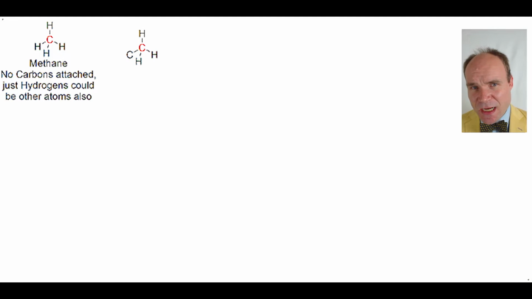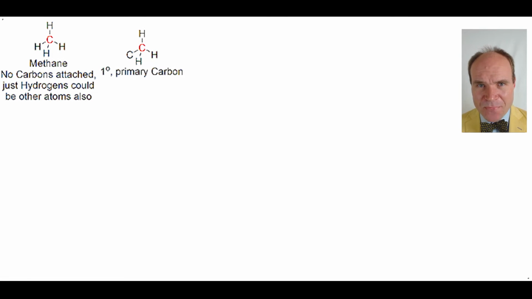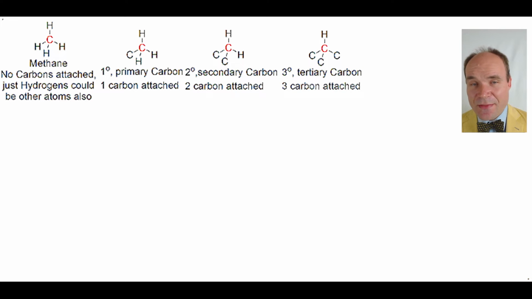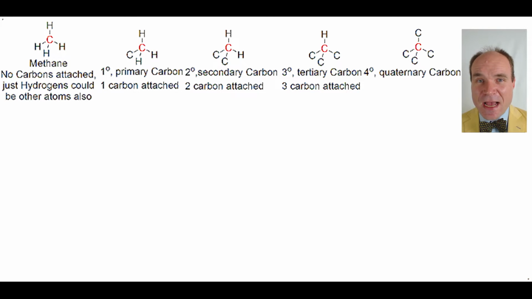Here is a different sort of carbon. It's called a primary carbon. And primary carbons have one other carbon attached to it. This is a secondary carbon. Secondary carbons have two other carbons attached to it. Next, we have a tertiary carbon. And tertiary carbons have three other carbons attached to it. Maybe you're spotting a trend here. Okay, finally, we have a quaternary carbon. And as I think you guessed, quaternary carbons have four other carbons attached to them.